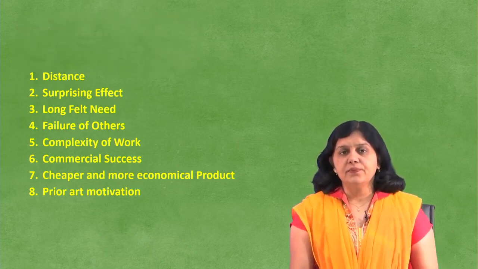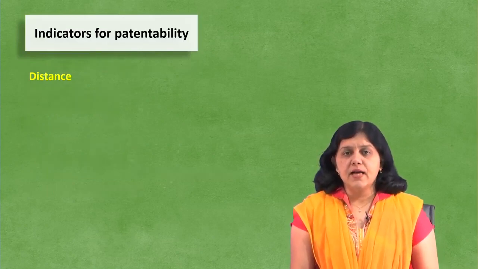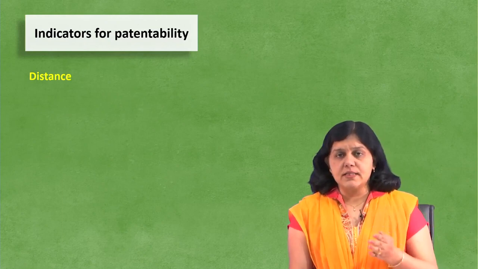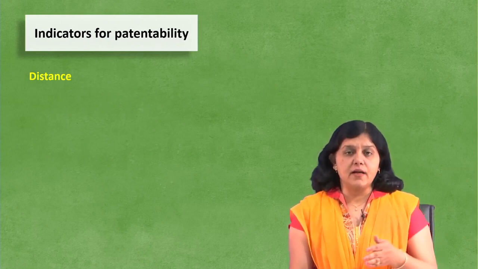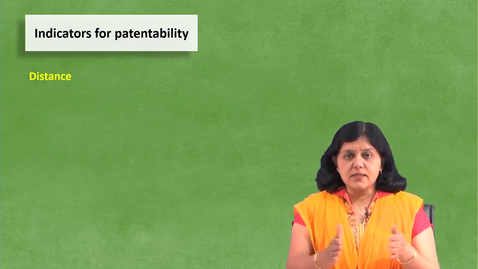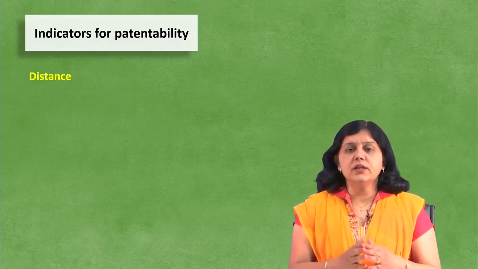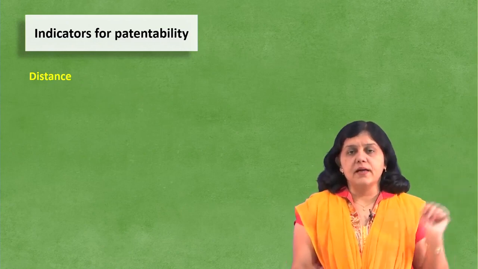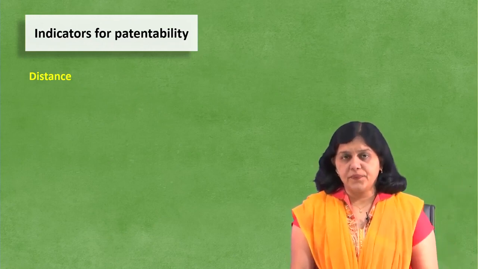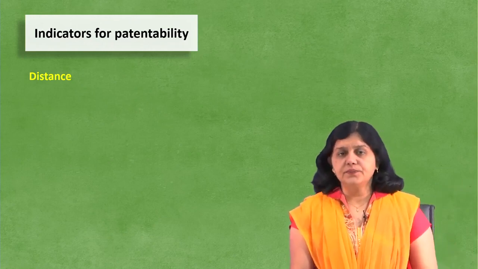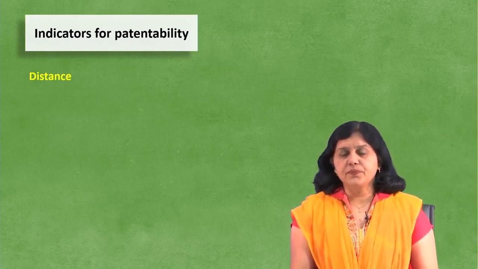So, we will start with the distance. It is to be decided how much is the distance between the subject matter of the invention and the prior art. So, this is the distance between what is the subject matter under consideration now and what is the prior art. If such distance is large, it is better and it is easy to establish the inventive step.